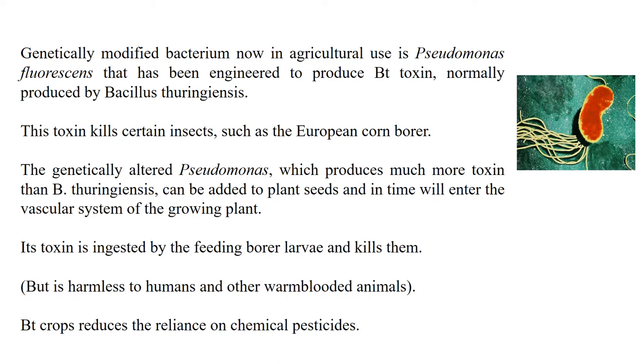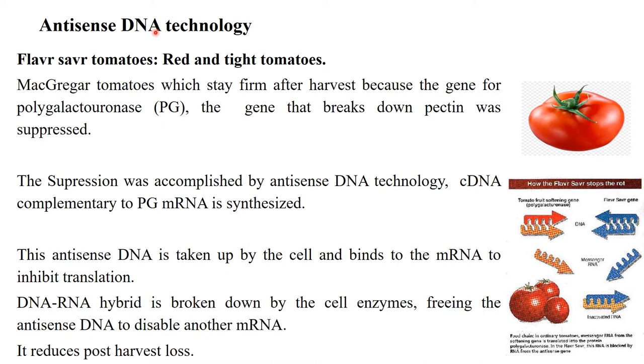Moving towards the antisense technology, this is a second application of biotechnology in agriculture: the production of Flavr Savr tomatoes. We have discussed that Flavr Savr tomato was the first genetically modified fruit approved by the FDA, manipulated by genetic engineering techniques. Flavr Savr tomatoes are red and tight tomatoes. Whenever we visit the vegetable shop, we always select tomatoes that are red and tight.